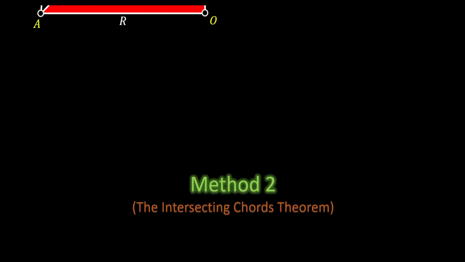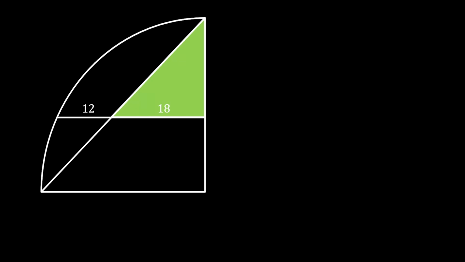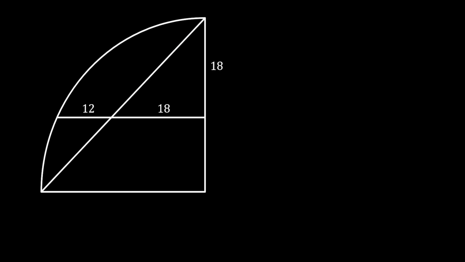Now let me show you the second method, which will use a little bit of a different approach, the intersecting chords theorem. So for this method we're going to start with something that we already know. We know that this small green triangle on the top is an isosceles right triangle, so its height must be equal to 18 as well. We have proven this in our previous method, so we're not going to do that all over again. Now, with this knowledge, we're first going to erase the hypotenuse of our triangle, and we're going to say that our parallel line equals 12 plus 18, which equals 30.